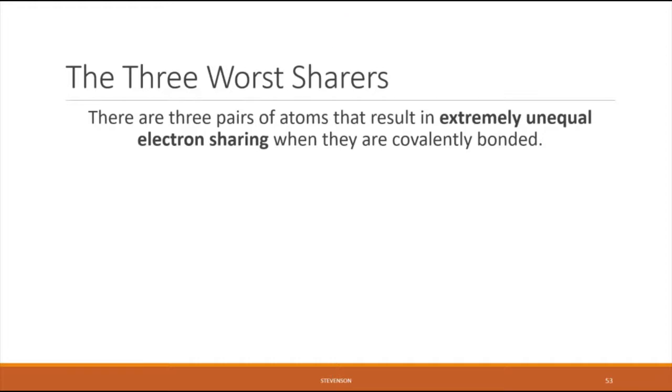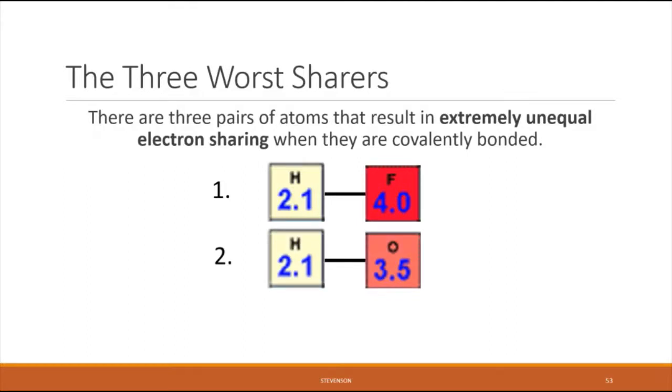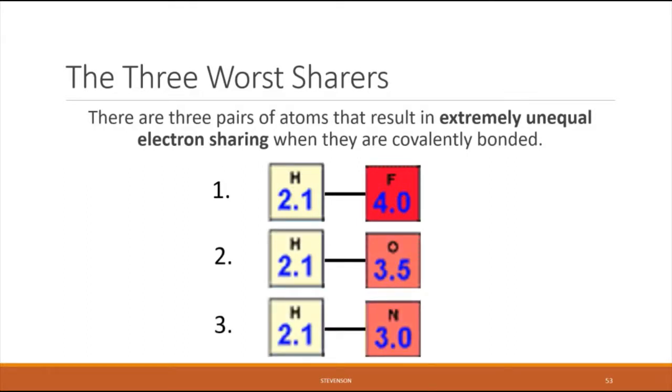There are 3 pairs of elements which, when they bond and share electrons with each other, result in extremely unequal electron sharing. These are the 3 worst pairs of sharers on the periodic table. These 3 pairs are hydrogen and fluorine, as we saw, hydrogen and oxygen, and hydrogen with nitrogen. These 3 pairs, more so than the other pairs that could potentially bond on the periodic table, share electrons the most unevenly.